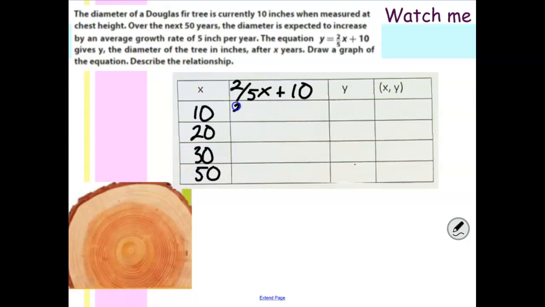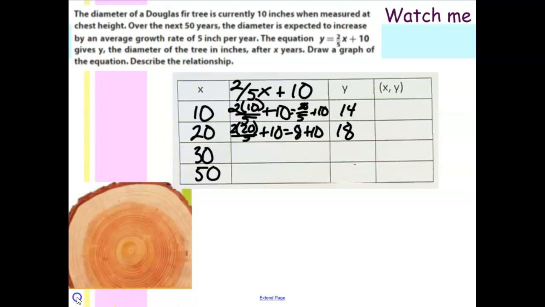All right, so I'm going to go 2 times 10 over 5. That's how I'm going to get my 2/5 x. Okay, so I'm going to go 2 times 10, which is 20, and 20 over 5 plus 10. Sorry, my writing's small. So that'd be 4 plus 10, which is 14. And I'm going to keep doing that. 2 times 20 over 5, so that's 40, divided by 5, which is 8, and 8 plus 10 is 18, and so on and so on. I'm going to go ahead and pause and fill this in.